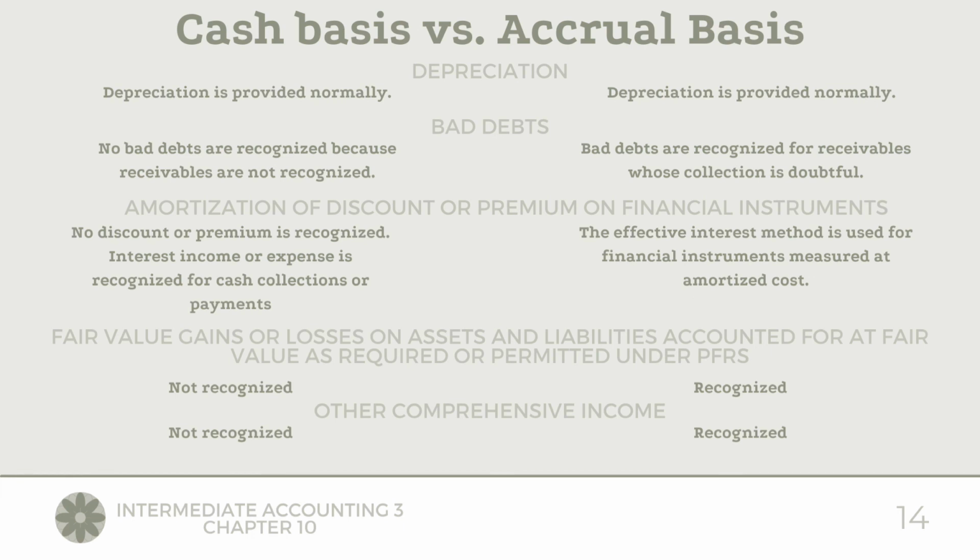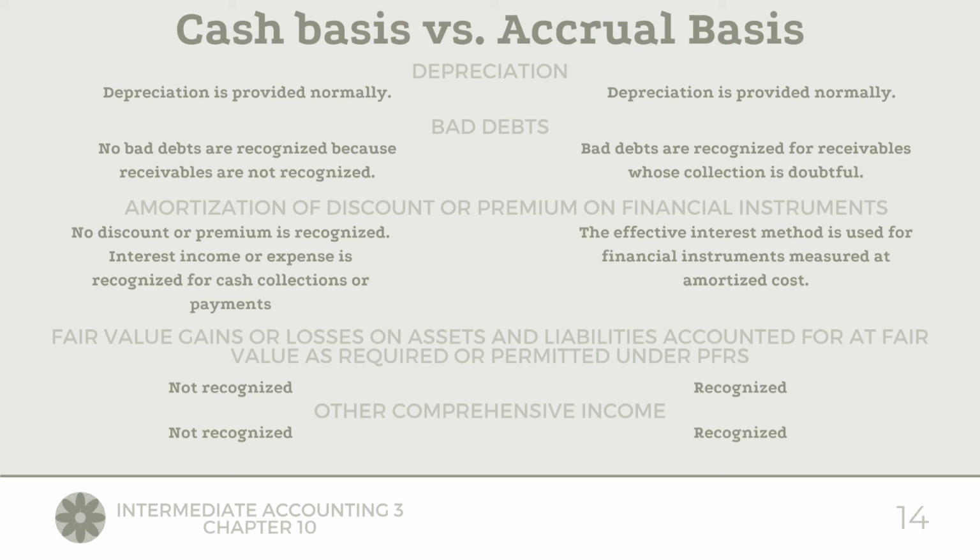Ang depreciation is provided normally sa parehas na basis. Sa bad debts naman, no bad debts are recognized because receivables are not recognized sa cash basis. Sa accrual basis naman, bad debts are recognized for receivables whose collection is doubtful. Next naman is the amortization of discount or premium on financial instrument. Sa cash basis, no discount or premium is recognized. Interest, income, or expense is recognized for cash collections or payments. Sa accrual basis naman, the effective interest method is used for financial instruments measured at amortized cost.